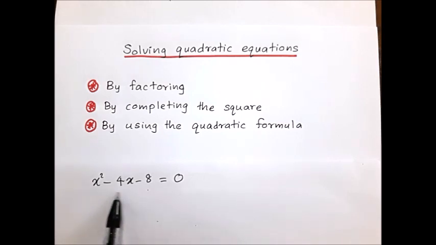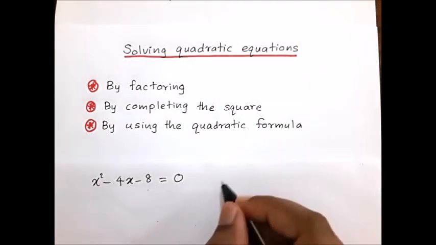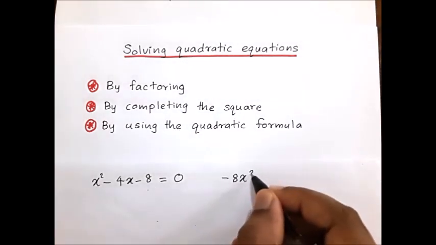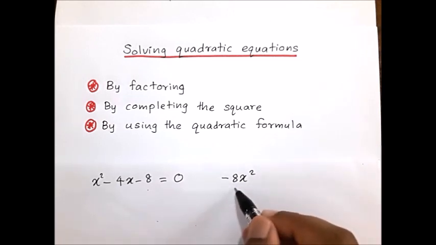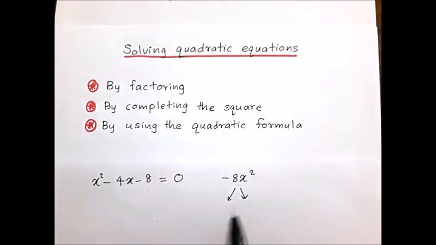Now look at this quadratic equation. Can you factorize this one? Multiply first term and last term. It is minus 8x to the power 2. Now I am going to separate this into two terms. Product of these two terms should be equal to this one and sum of these two terms should be equal to minus 4. Are there any two terms that are suitable for this one? No. Here you can't factorize this one.